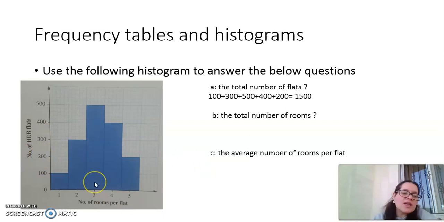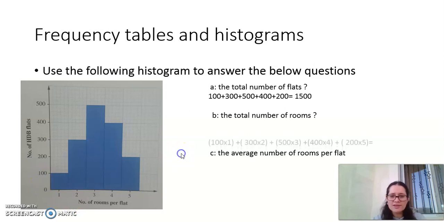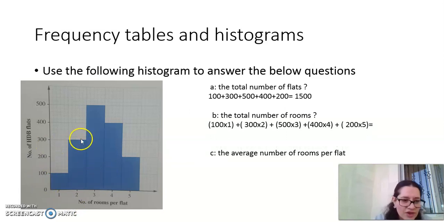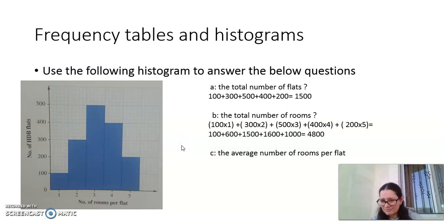What is the total number of rooms? 1 room, how many times? 100 times. So 1 by 100 plus 300 by 2 plus 500 by 3 plus 400 by 4 plus 200 by 5. So the answer is 4,800.